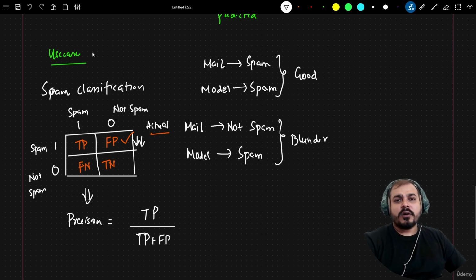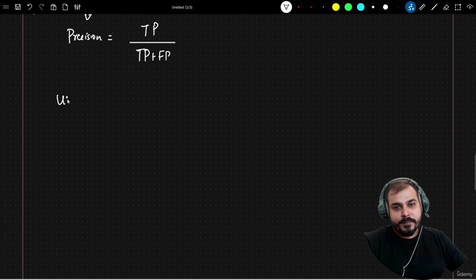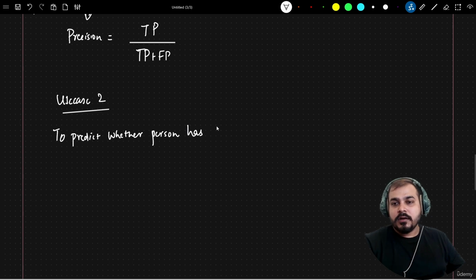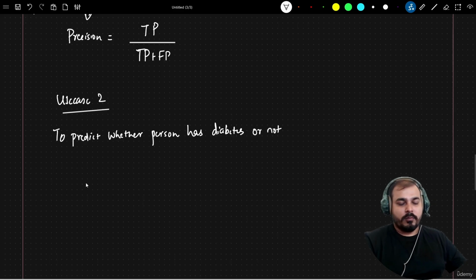Now you may be thinking, okay, this is my use case 1. You may be thinking, Krish, can you tell us some use case which actually deals with false negative? Okay, let's go with use case 2. Let's say over here, my problem statement is to detect or to predict whether a person has cancer. I'll not say cancer, that is a very big disease. So whether the person has diabetes or not. Okay, let's consider this particular problem statement.